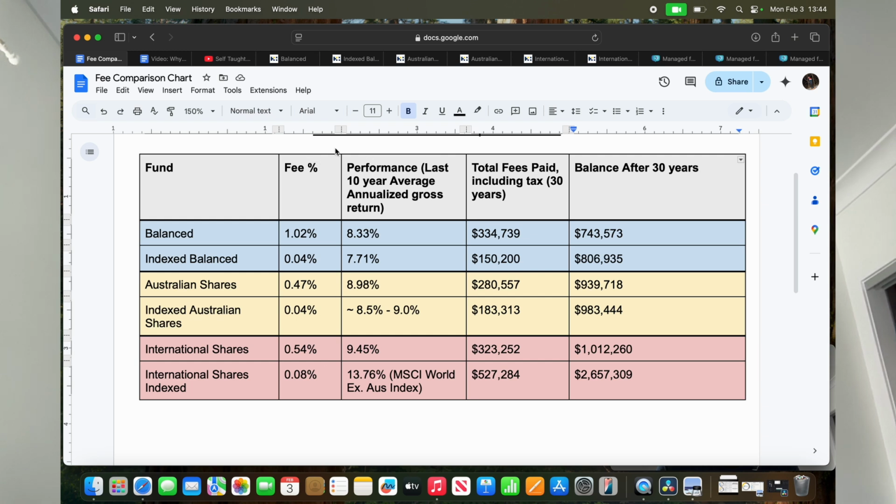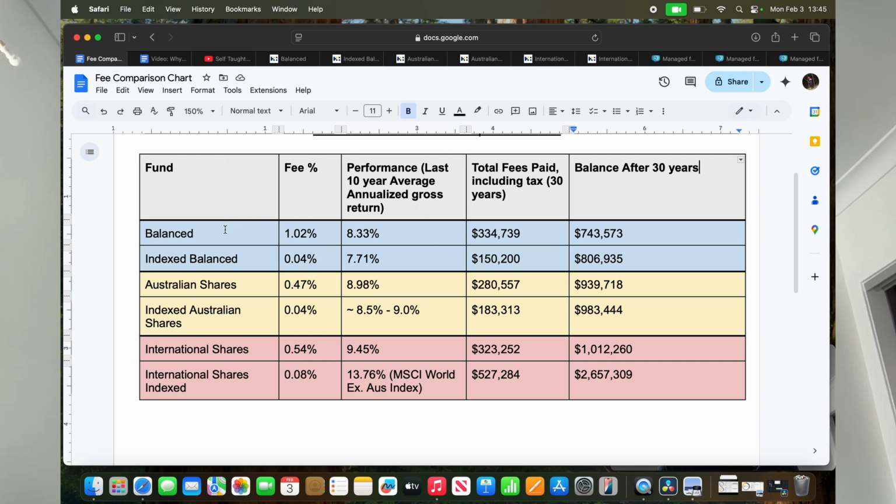Now the third thing we want to look at is performance. So I took the performance of the last 10 years. This is averaged per year, and this is gross returns, which is including dividends. Now, I could find most of the data on this. However, the index Australian shares, I could not find the data for the dividends included. However, it seems to be at approximately 8.5 to 9% annualized returns over the last 10 years.